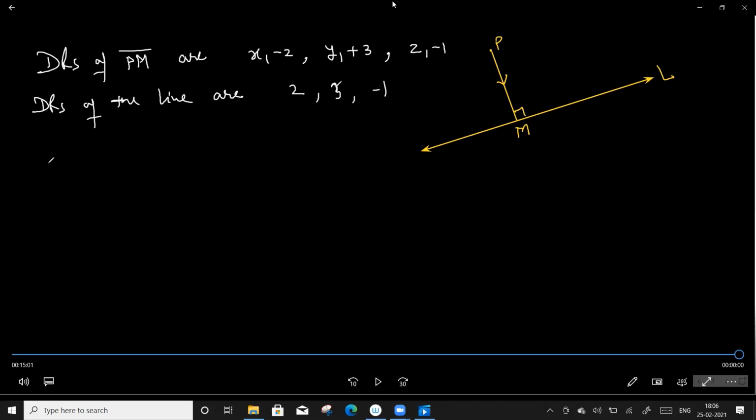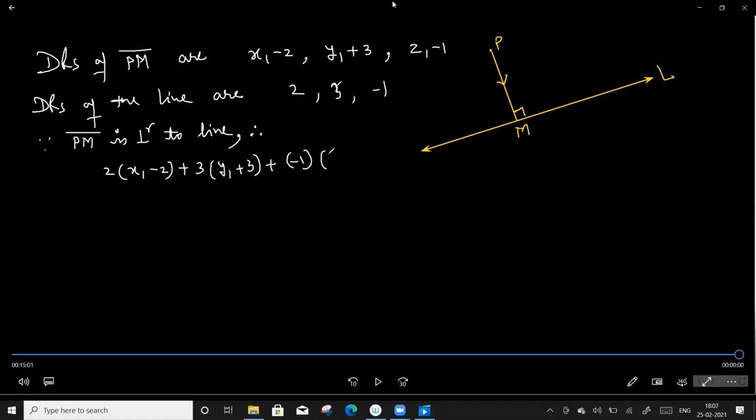What does that mean? Here I will write: since PM bar is perpendicular to the line, therefore 2 into (x1 minus 2) plus 3 into (y1 plus 3) plus minus 1 into (z1 minus 1) equals 0.